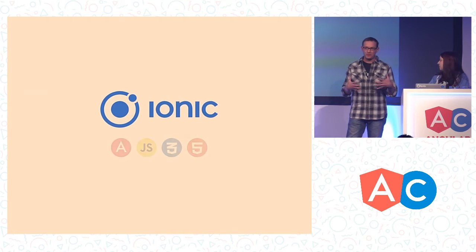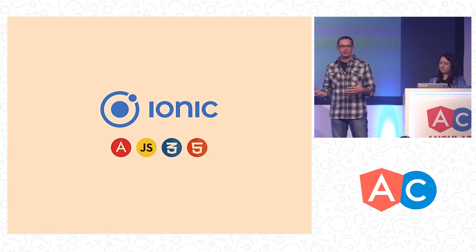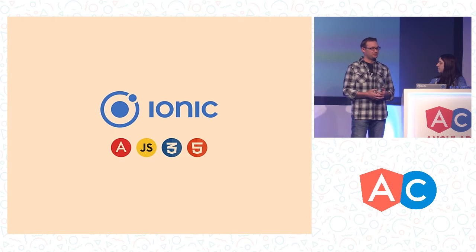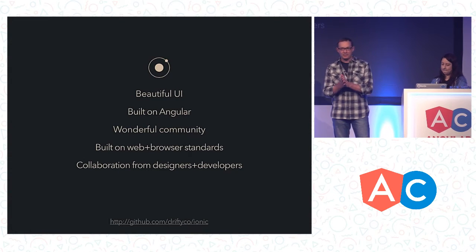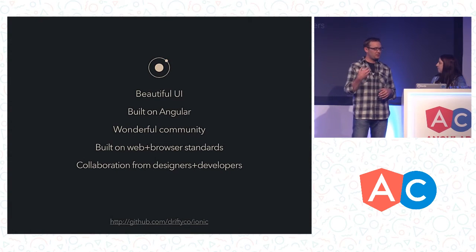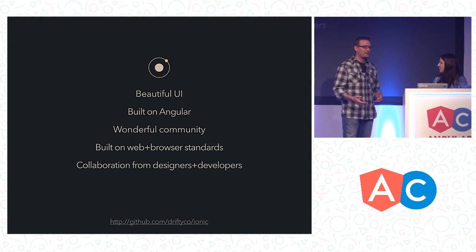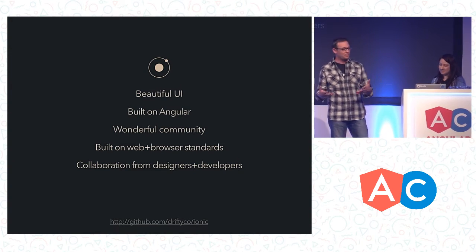All right, cool. So before we can actually build a progressive web app, we need to build an app. And this is really where Ionic kind of steps in to help you out. Ionic is library components that look and feel great as native components.